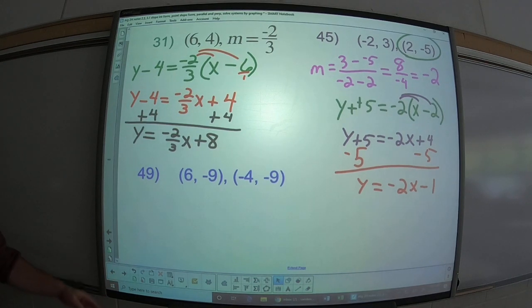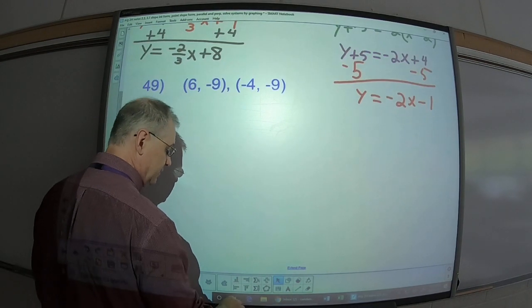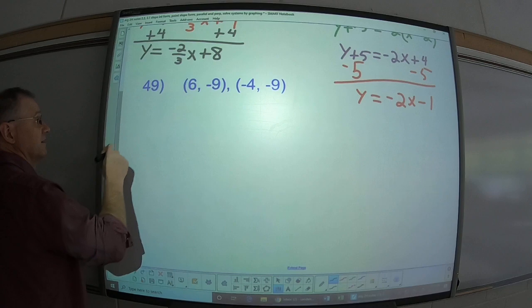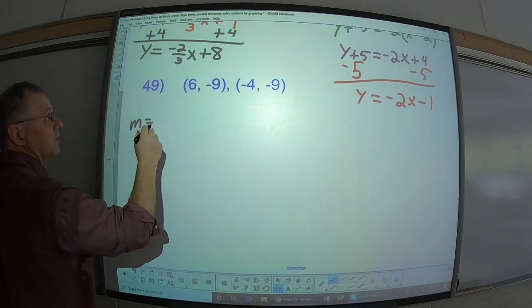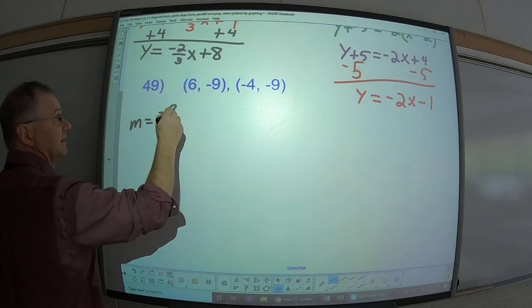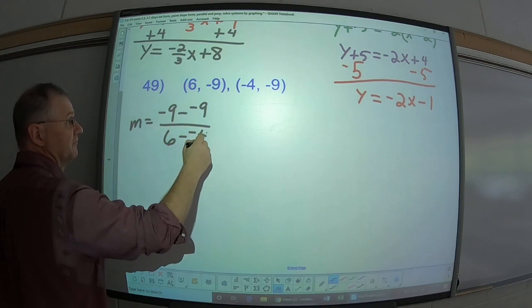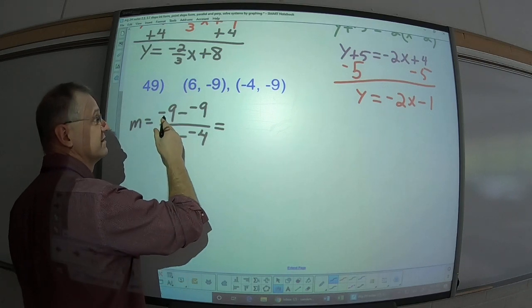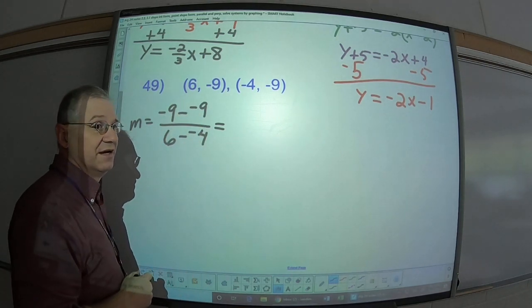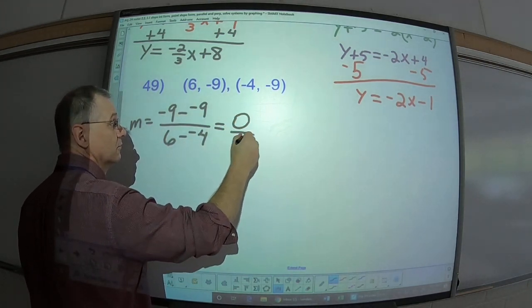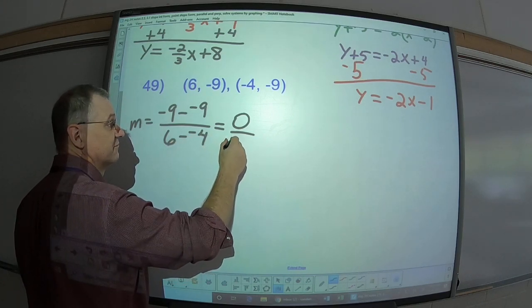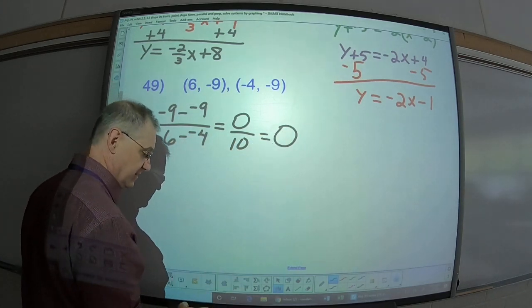So once again here, number 49, we need to start by finding the slope. Negative 9 minus negative 9 over 6 minus negative 4. Well, what is negative 9 minus negative 9? 0. Over 6 minus negative 4, which is 10. That's equal to 0.